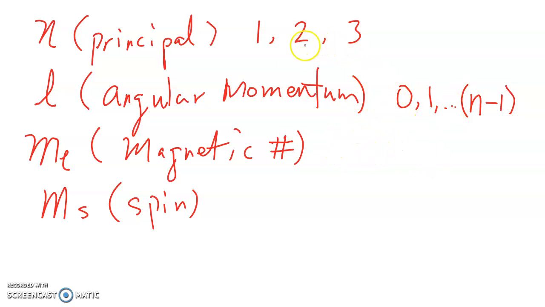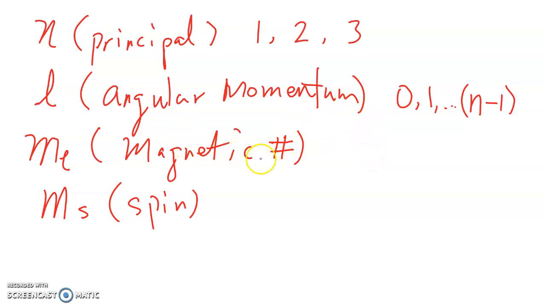All right, so for example, if n is equal to 1, what are the allowable L? It would start from 0, and if n equals 1, can it be 1? No, because the highest number is n minus 1. So you have to write this down. You may have to go back and forth in this video because I will cover a lot of material.